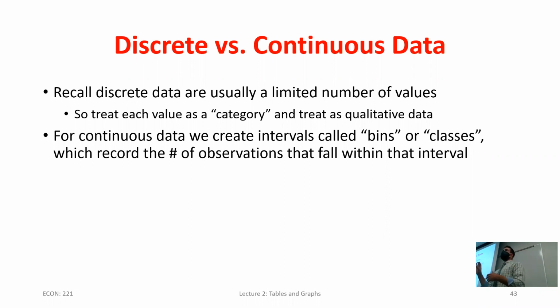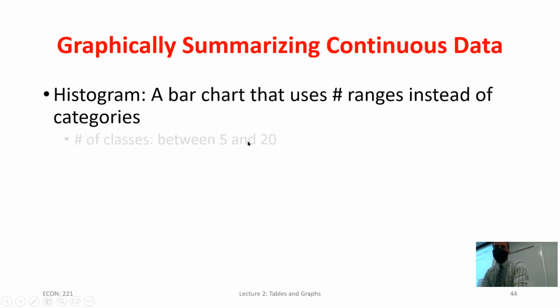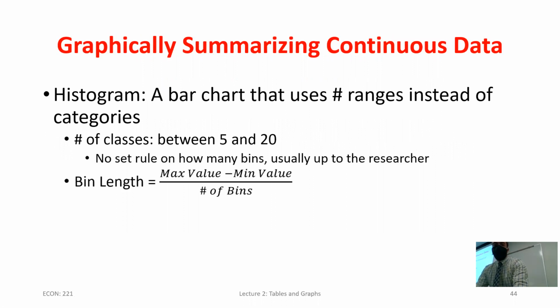Sometimes we'll have to create a catch-all category, because even then there'd be so many categories going up into the millions. We might go up to $200,000 and say anyone who makes over 200. Okay? So we might have a catch-all category, but other than that, when we create these bins, we want to choose a number of classes between 5 and 20, and then make sure they all have the same bin length. When I say 0 to 50,000, 50,000 to 100,000, it's the same length of bin, right?